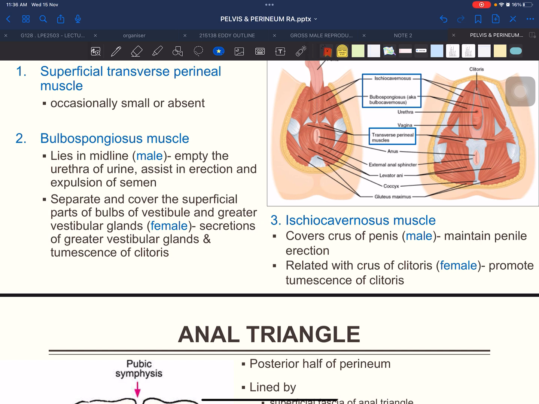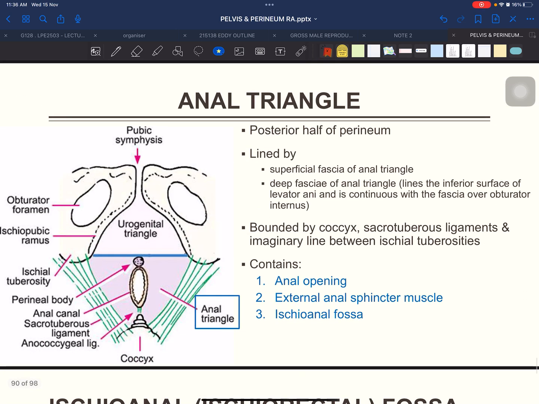Now we go to the anal triangle. This is the anal triangle here. This is the posterior half of the perineum, not anterior, posterior half of the perineum, lined by the superficial fascia of the anal triangle and deep fascia of the anal triangle. The deep fascia of the anal triangle lines the inferior surface of the levator ani and is continuous with the fascia of the obturator internus.